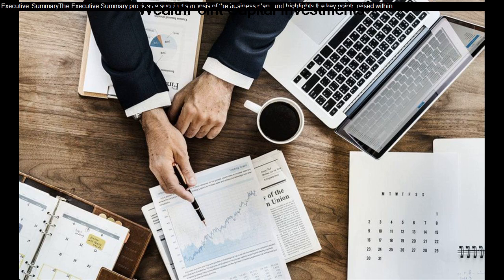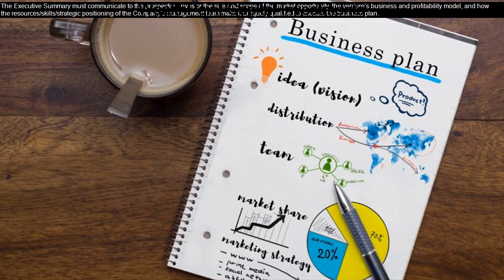Executive summary. The executive summary provides a succinct synopsis of the business plan, and highlights the key points raised within. The executive summary must communicate to the prospective investor the size and scope of the market opportunity, the venture's business and profitability model, and how the resources/skills/strategic positioning of the company's management team make it uniquely qualified to execute the business plan.